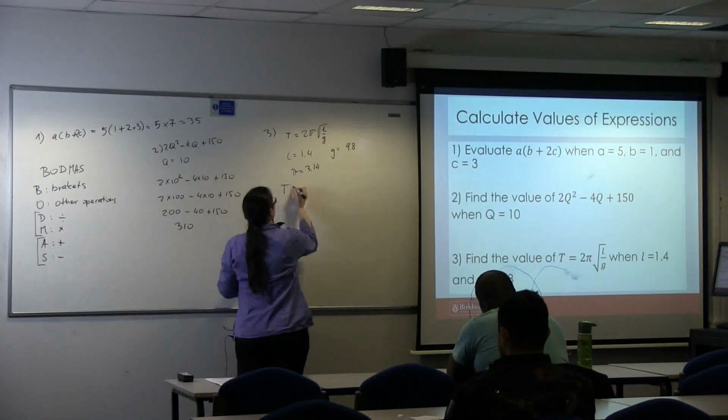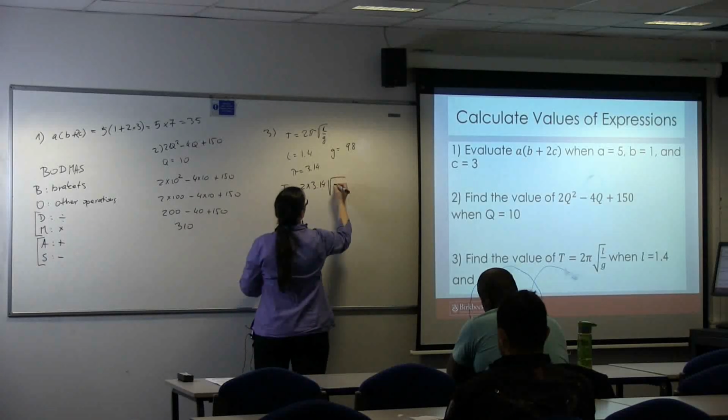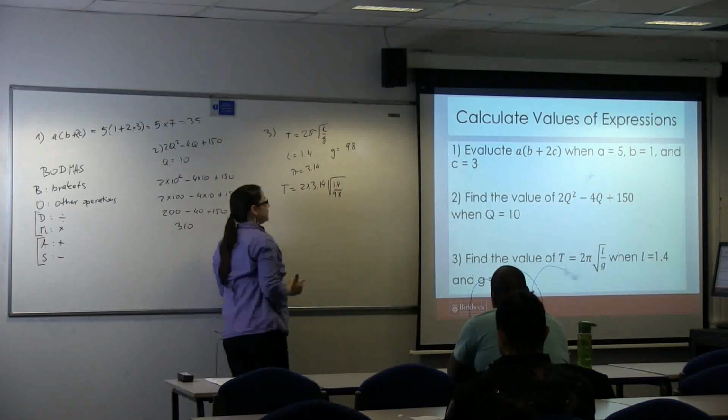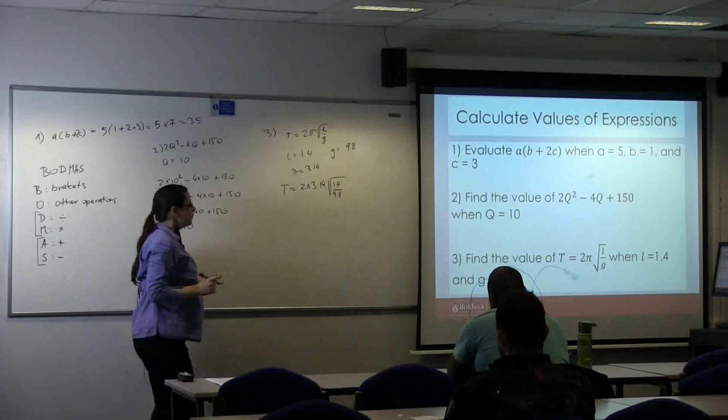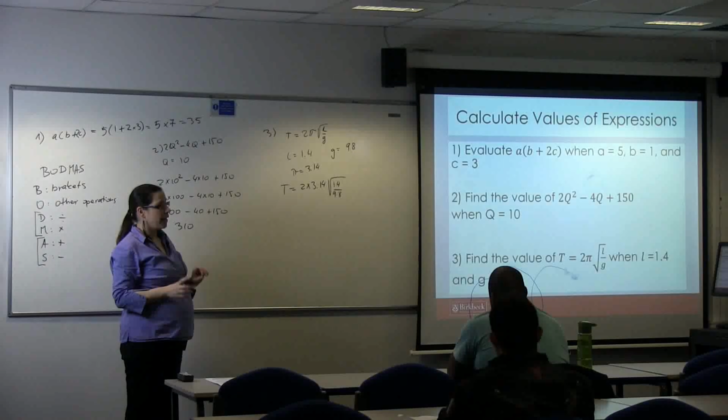So what I need to do in here is 2 times 3.14 times root of 1.4 over 9.8. Now, with these calculations, what do I need to carry out first?